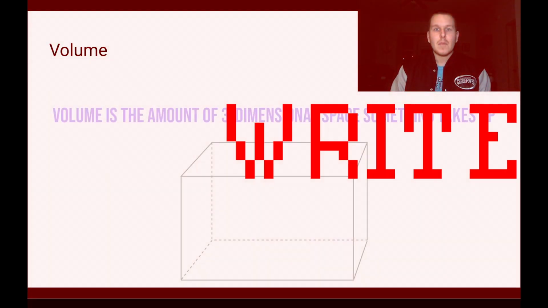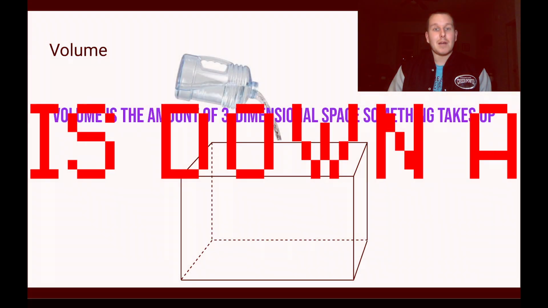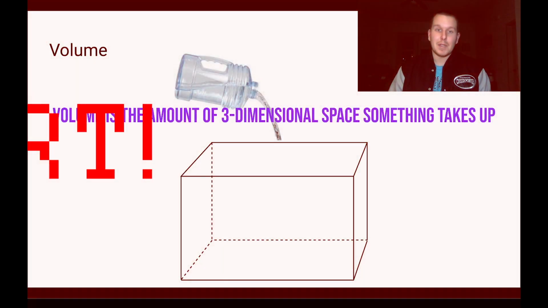But yeah, volume is taking what we've learned in 2 dimensions and taking it to a whole new level. We're going to be learning about 3 dimensional shapes and how we can find their volume. So before we dive into the numbers, let's take a look at the vocabulary words and find the meaning behind volume. So, volume is the amount of 3 dimensional space something takes up.